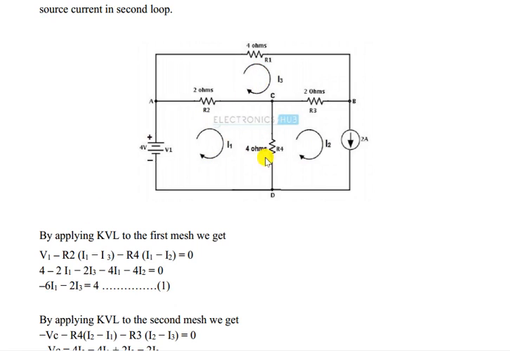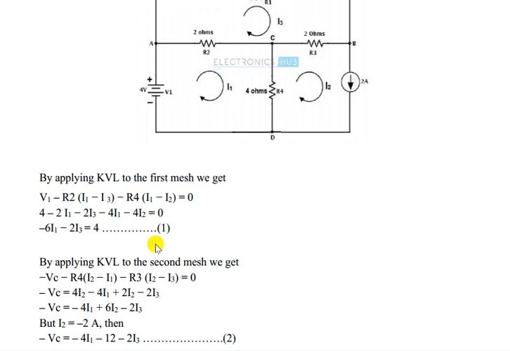Okay, so if you write KVL for mesh 1, voltage is increasing minus to plus, so V1. Now through this 2 ohm resistor, what is the current flowing? I1 going left to right and I3 is going right to left. So what we can write? I1 minus I3. Then R4, I1 is going downward, I2 going upward, so I1 minus I2. So you get one equation.